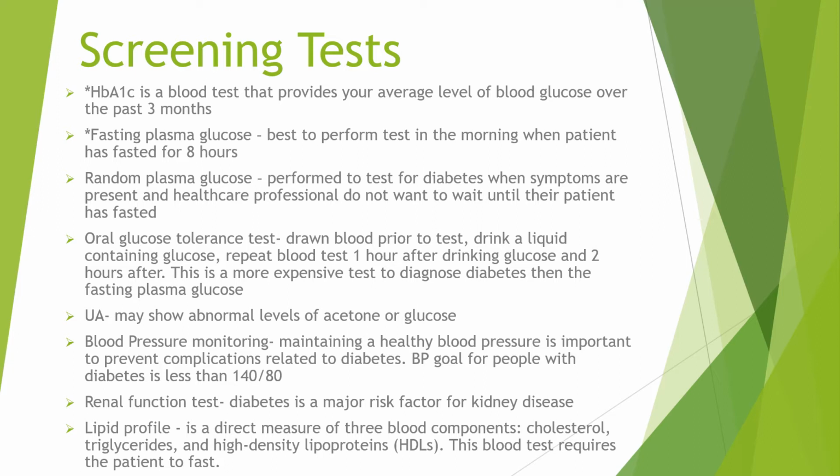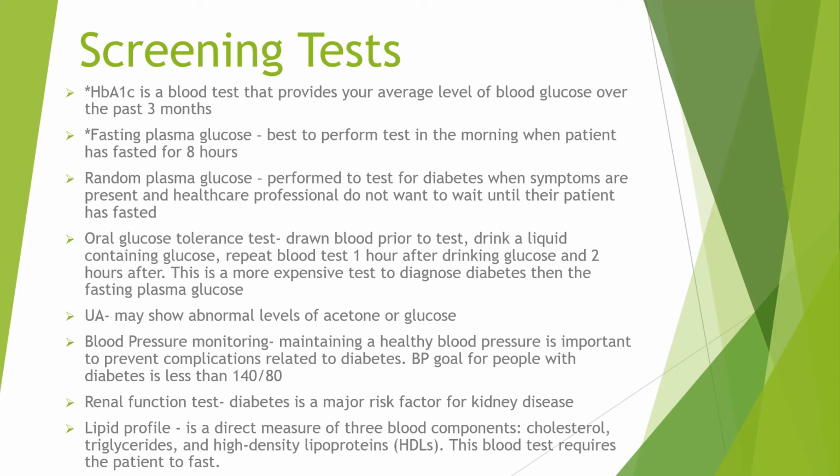The oral glucose tolerance test is performed by drawing blood prior to the test, drinking a liquid containing glucose, repeating the blood test 1 hour after drinking the glucose, and then again at 2 hours. This test is more expensive to diagnose diabetes than a fasting plasma glucose. The urine analysis may show abnormal levels of acetone or glucose.